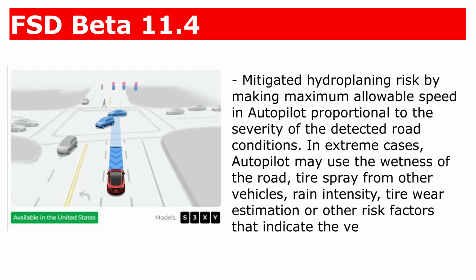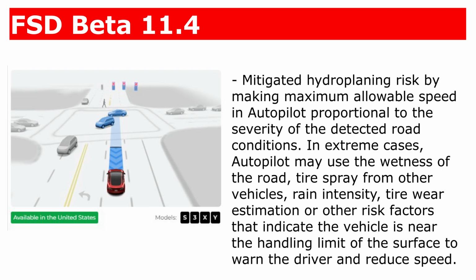Mitigated hydroplaning risk by making maximum allowable speed in Autopilot proportional to the severity of the detected road conditions. In extreme cases, Autopilot may use the wetness of the road, tire spray from other vehicles, rain intensity, tire wear estimation or other risk factors that indicate the vehicle is near the handling limit of the surface to warn the driver and reduce speed.